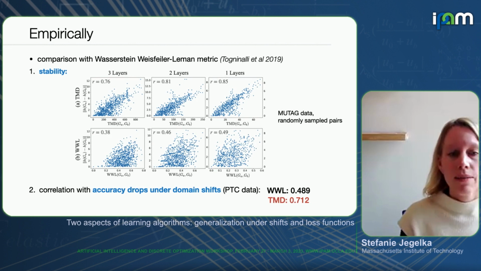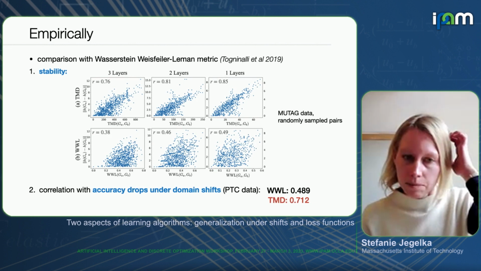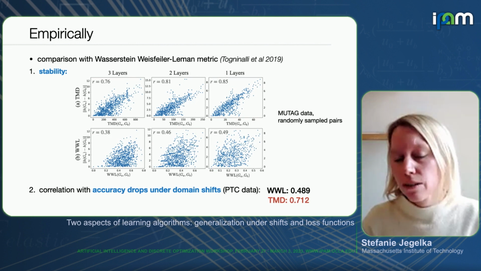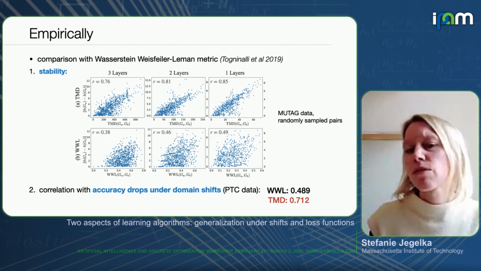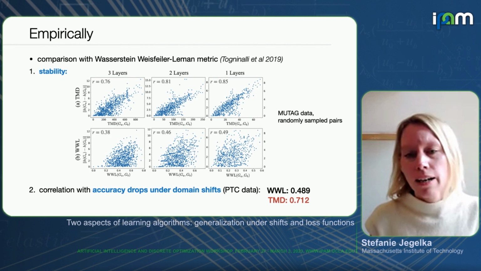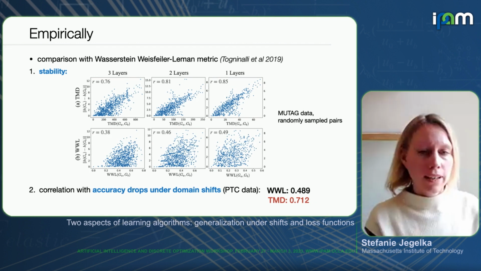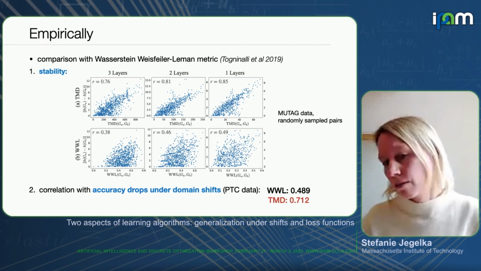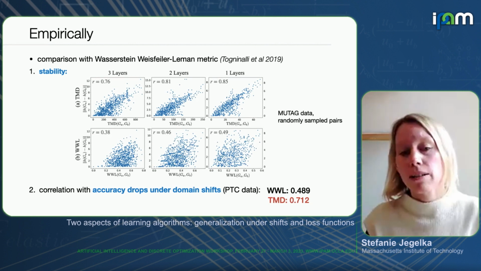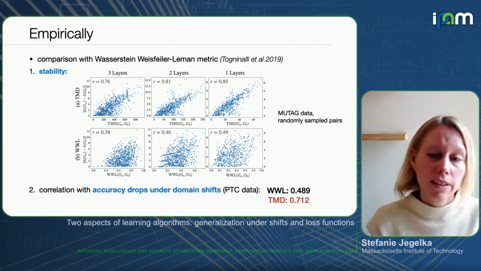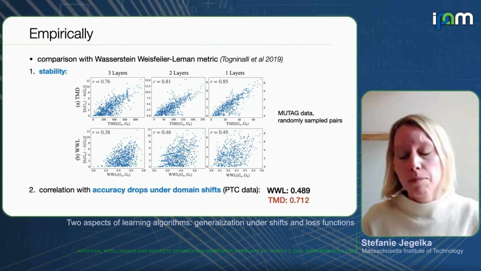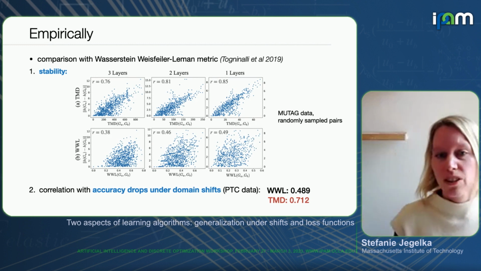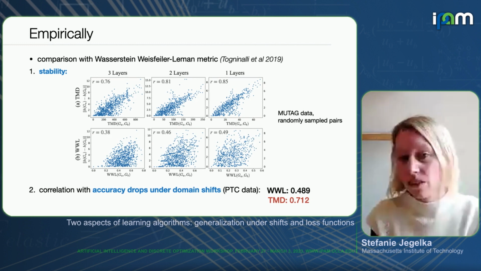We can likewise do this for the second bound: if I have a domain shift, how much would my accuracy drop? In this case, it's just a correlation. How much does the distance correlate with the accuracy drop? So how predictive is it of the accuracy drop? We get a better correlation for the tree mover's distance than for the other distance, which is essentially the closest competitor.